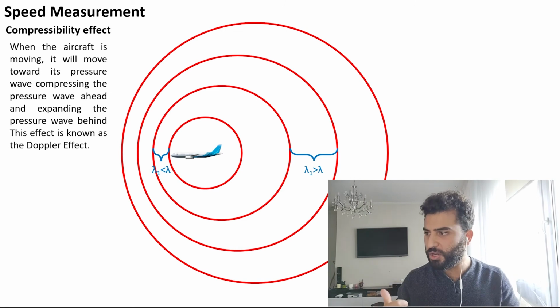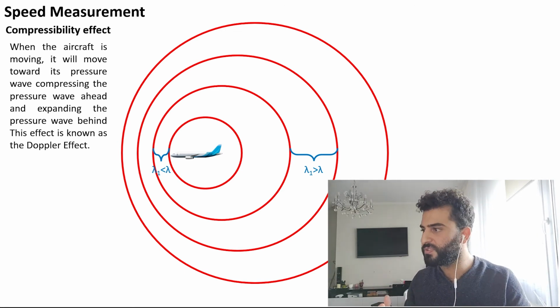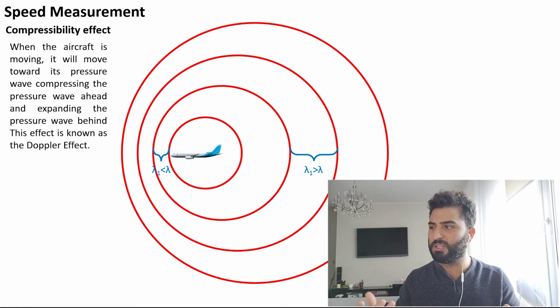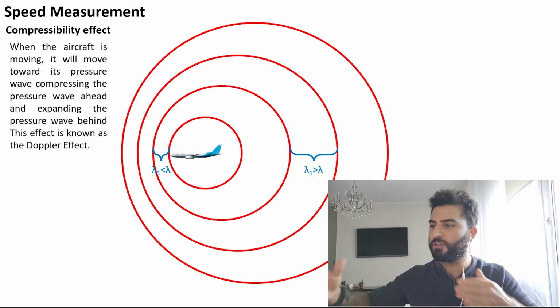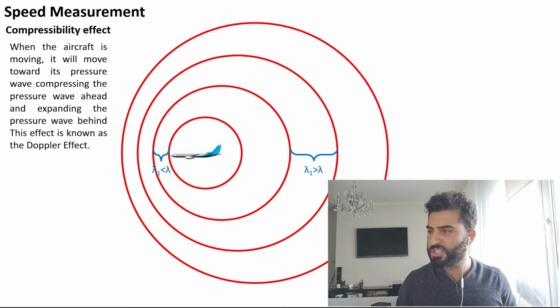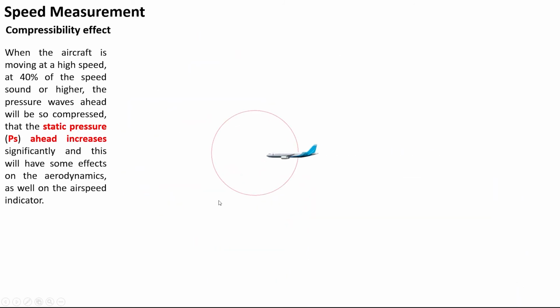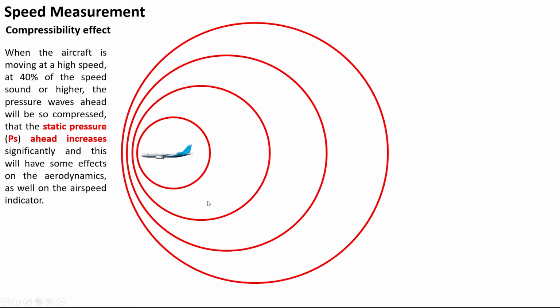But when you don't travel fast enough, when you travel less than 40% of the speed of sound, we assume that there is no compressibility. We assume that those pressure waves are still distant from each other, and so the change of pressure is not significant. However, when you travel fast, at 40% of the speed of sound or higher, you are catching up with your pressure waves, and so your pressure waves ahead are too close to each other. And so when they are too close to each other, you are compressing them. And when you compress something, what happens? You increase the static pressure. And so when you go sufficiently fast, you increase the static pressure ahead of you, and that's called the compressibility effect.